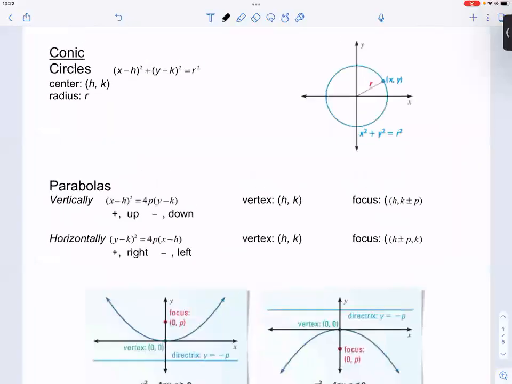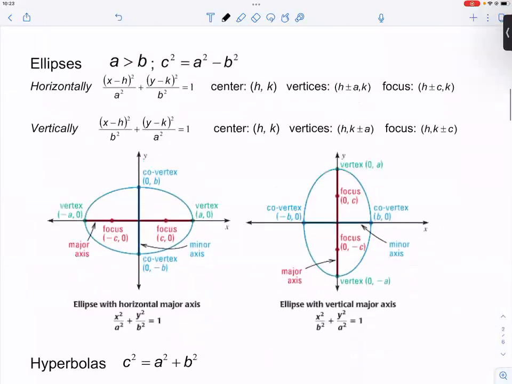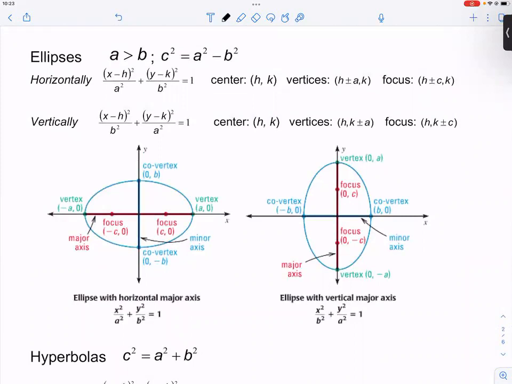All right, now everyone should have this copy of the notes with the summary stuff here. Now we are done with circles, and we are done with ellipses. Okay, that's the next page.